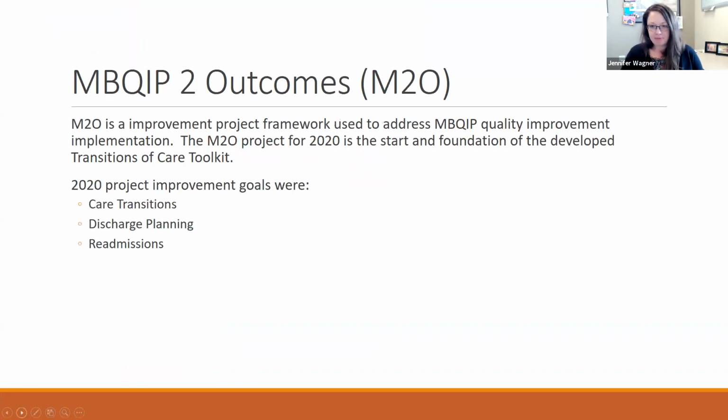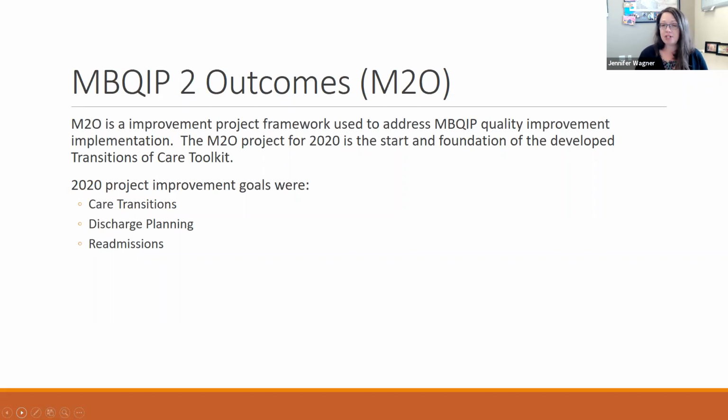We already went over today's objectives, so I'll skip over that really quick. To start out with, we have an improvement project framework called MBQIP to Outcomes, or M2O. This is the project framework developed a few years back by the Montana Flex program to address MBQIP quality improvement implementation. The project for 2020 was the start and the foundation of the toolkit that I will demonstrate for you later in this presentation.